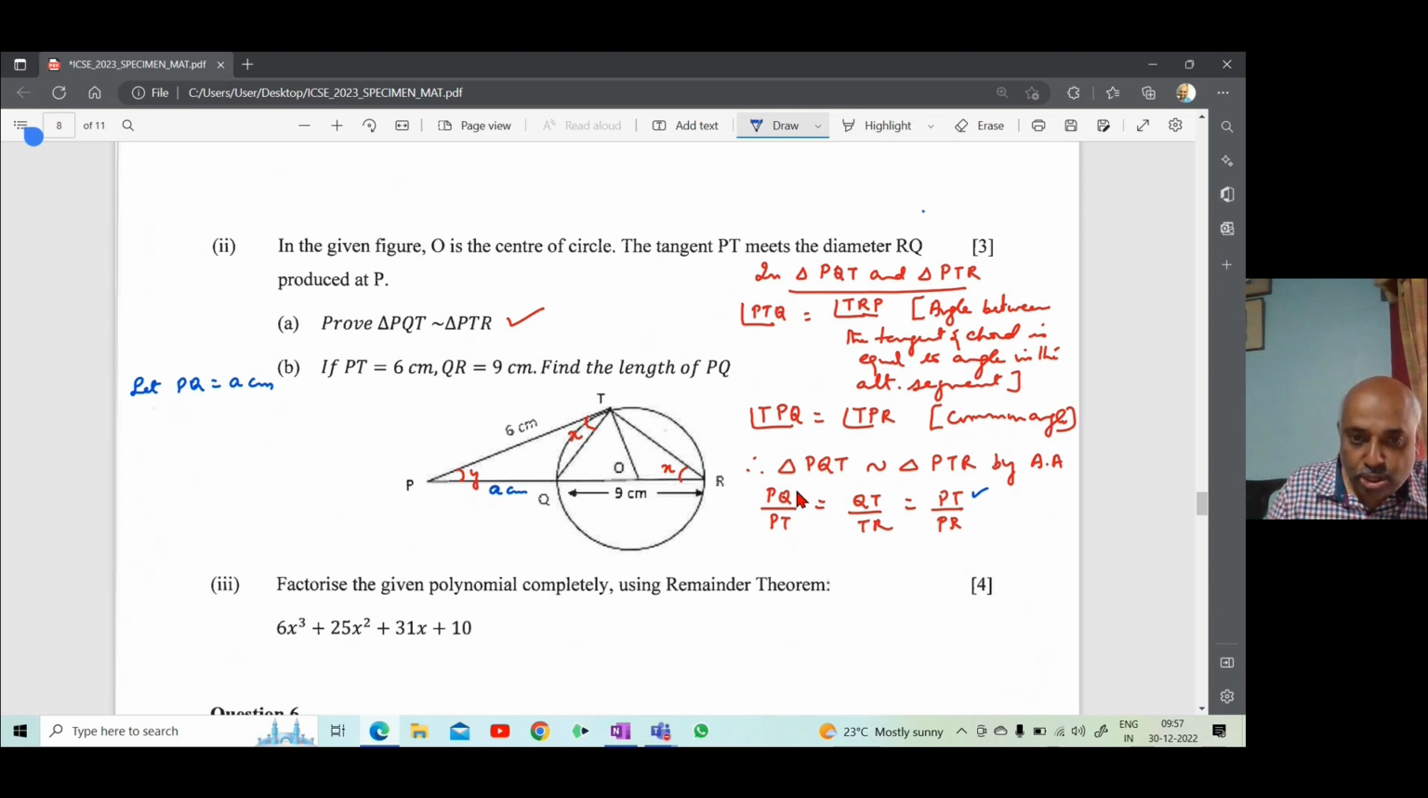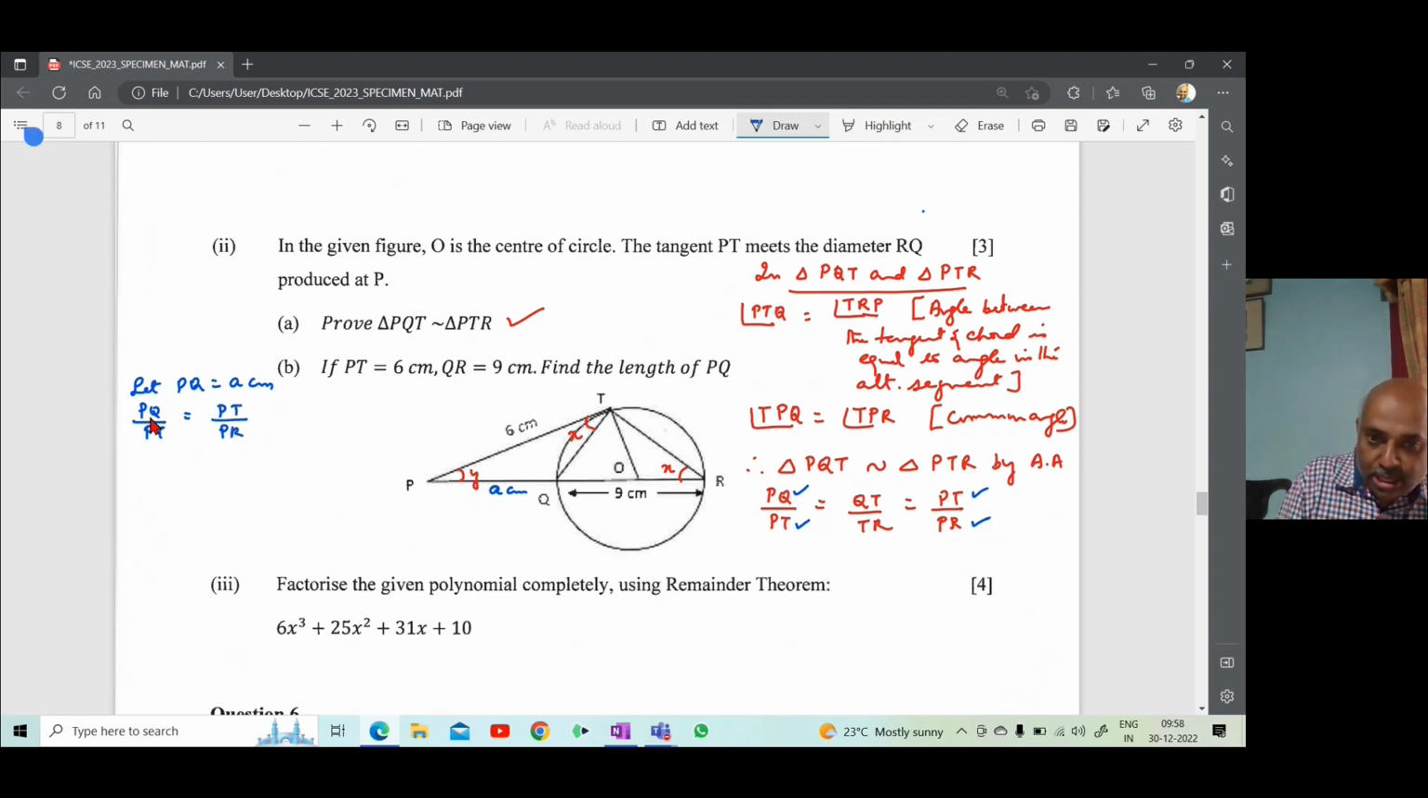So I know PQ is A, and PR also I know, and PT also I know. So I will take these two and then I will prove it. So how do I prove? PQ over PT is equal to PT over PR.